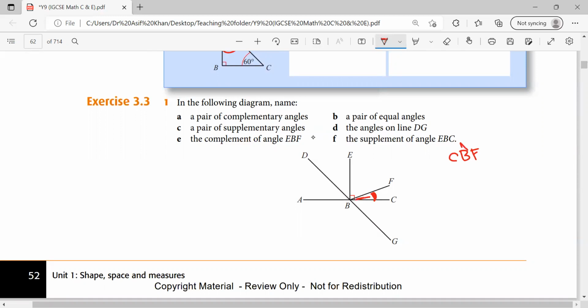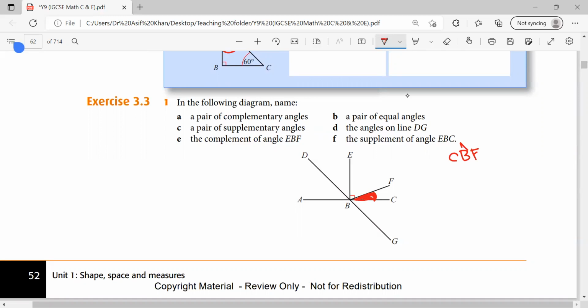Sir, you start from the upper part? Okay, from the upper also. FBC also you can say. This one is also CBF. But B must be in the middle. Yes, B must be in the middle.